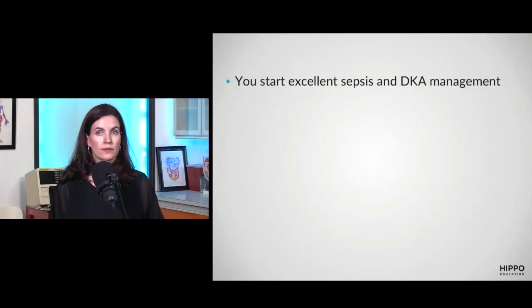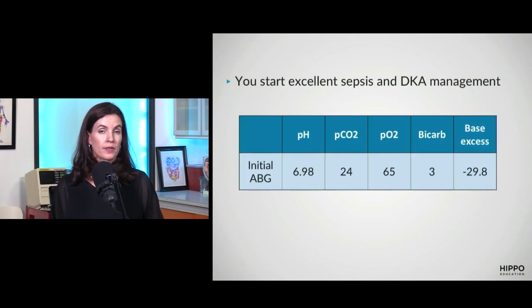And her chest x-ray showed a pneumonia, and we thought, well, maybe the pneumonia has precipitated all of this illness, and she's presenting to us now with DKA. And so we started our initial management for sepsis and DKA. We were giving her crystalloid. We started on an insulin infusion. And throughout this, we got a gas back. And this was her initial ABG.